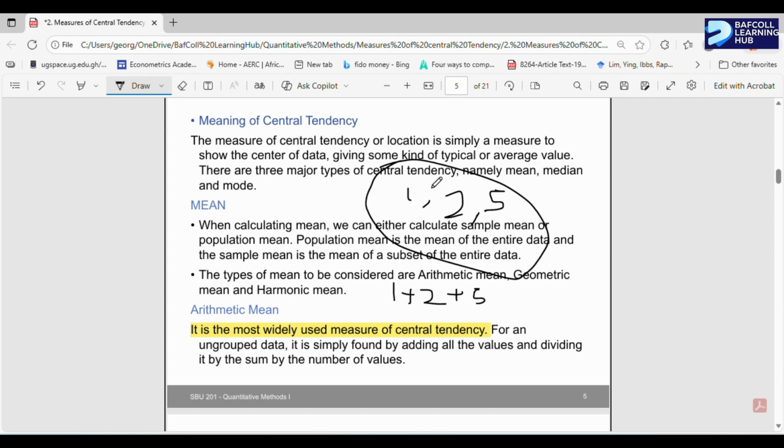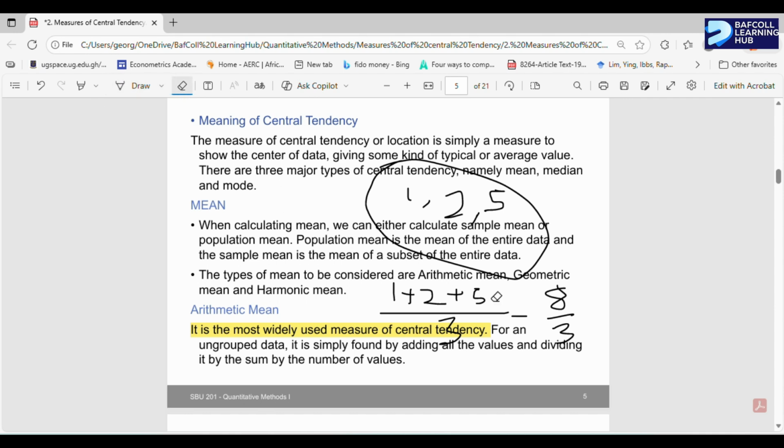And we are asked to compute the mean. What comes into our mind is the arithmetic mean, because we add the three figures, then we divide by the number of values. So we have 1, 2, 3 values, so we divide by 3, which gives us 8 over 3. So this is the arithmetic mean. Okay, let's move on.